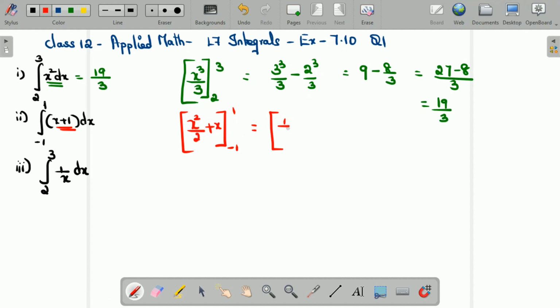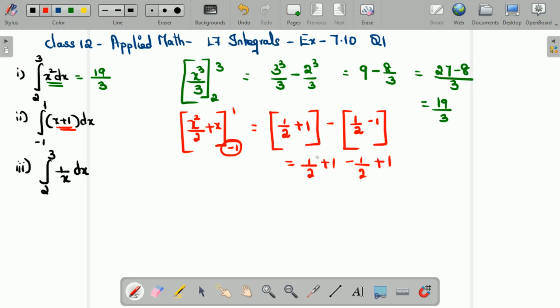So this is 1 squared by 2, which is 1 by 2, plus 1, minus the lower limit, where I have to substitute the value of minus 1. Minus 1 the whole squared is 1, so this is again 1 by 2, plus x I am going to substitute minus 1, so this will become minus half. Now remove the bracket. So this is 1 by 2 plus 1 minus half plus 1, minus of minus, so plus 1. Now the plus half and minus half I can cancel. So this is 1 plus 1, which is equal to 2. So the value for the second question is 2.